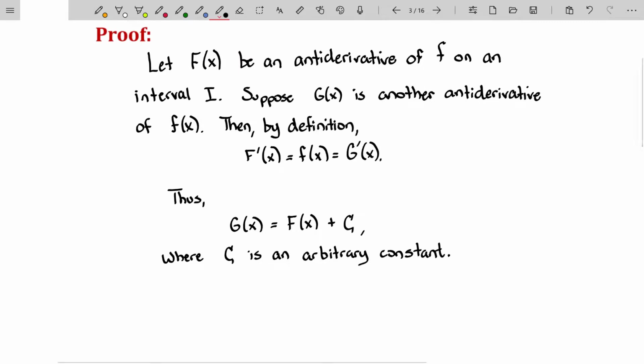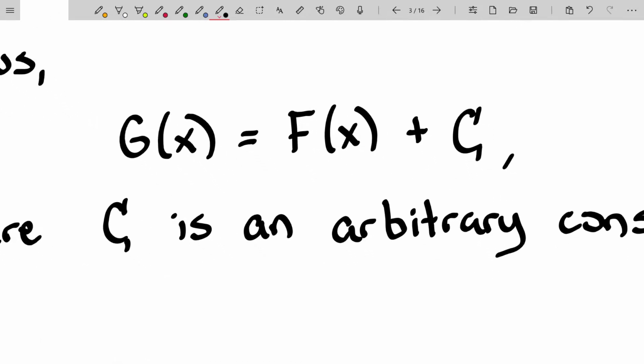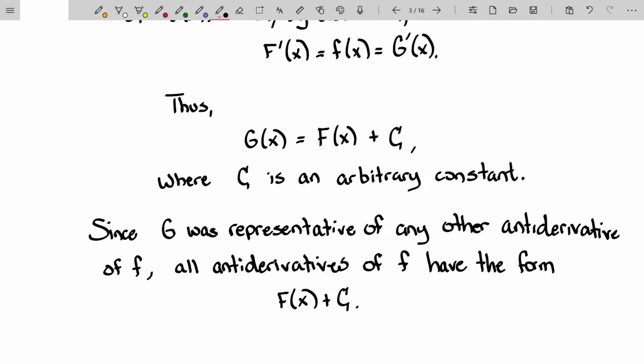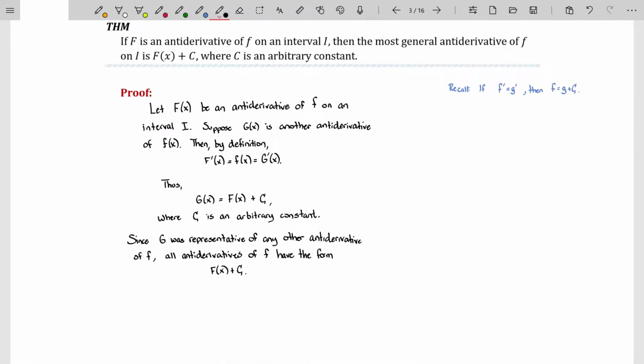Since g was just some random other antiderivative, this means that any other antiderivative is of the form F of x plus c. And that's what I wrote here. Since g was representative of any other antiderivative of little f, all antiderivatives of little f have the form capital F of x plus c. And therefore we have proven that the most general antiderivative of little f is capital F of x plus c, because any antiderivative of little f of x can be represented by capital F of x plus c. QED.